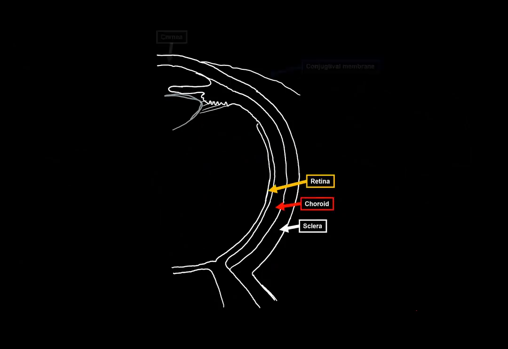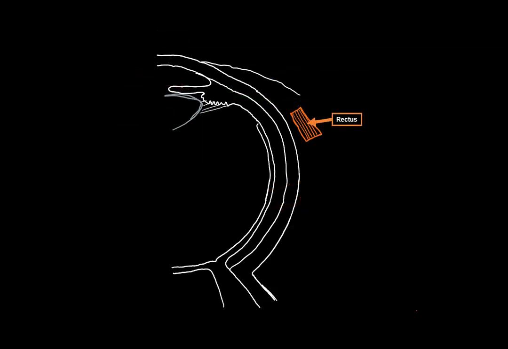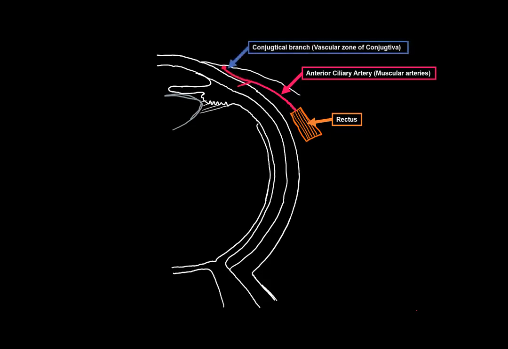Up here we have the conjunctival membrane, which is a mucosal membrane covering the sclera. And then there's the cornea covering the anterior side of the eye, with the iris here and the lens, and of course the ciliary body and the suspensory ligaments. So that's the general anatomy of the eyeball. But essentially from the extraocular muscles, remember the anterior ciliary artery, which comes from the muscular branch of the ophthalmic artery, it goes out to then supply the conjunctiva, contributing to a vascular zone of the conjunctiva.